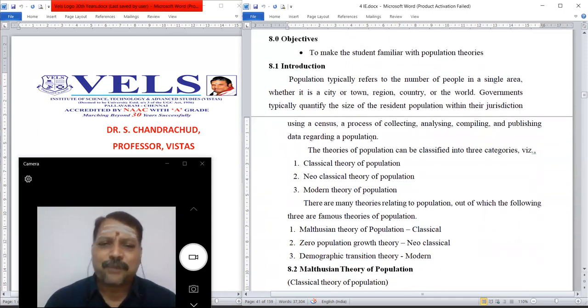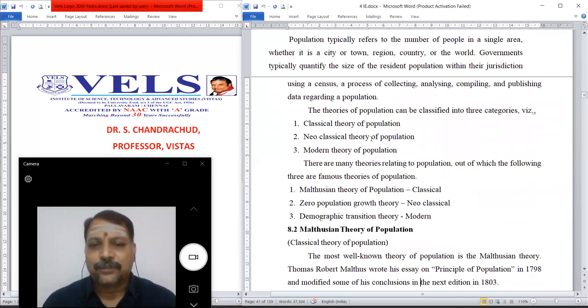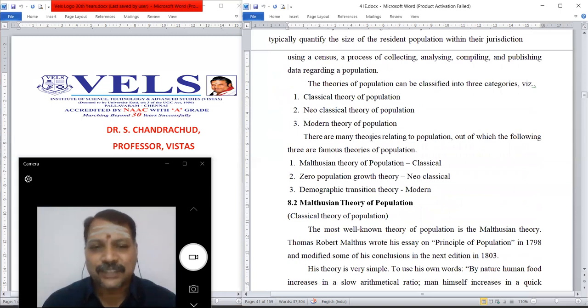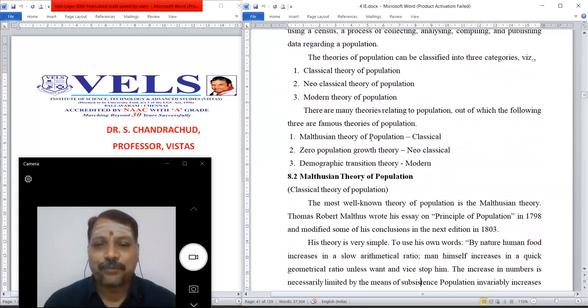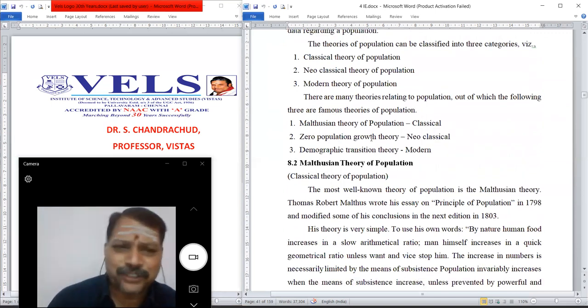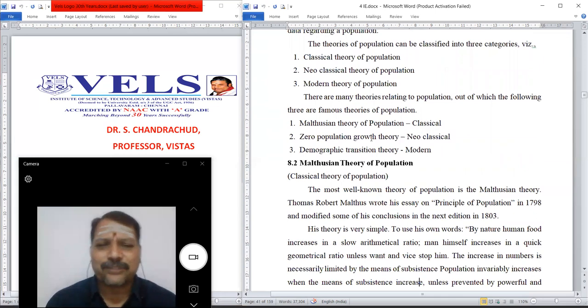The theories of population are classified into three categories. Number one, classical theory of population. Number two, neoclassical theory of population. And the third one is modern theory of population. There are many theories related to population, out of which the following three are famous.